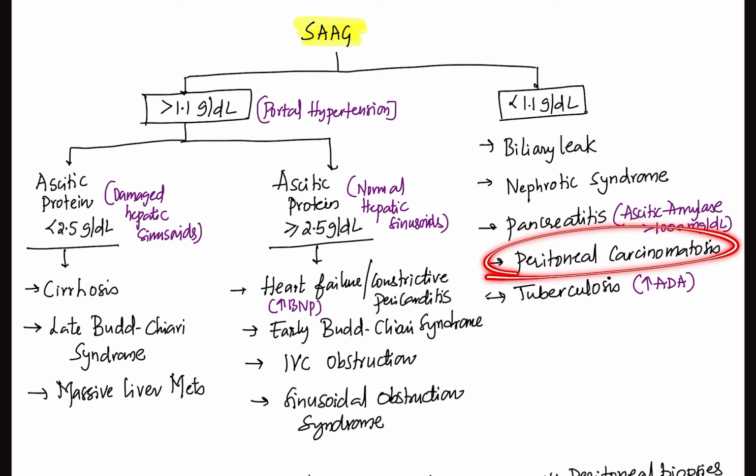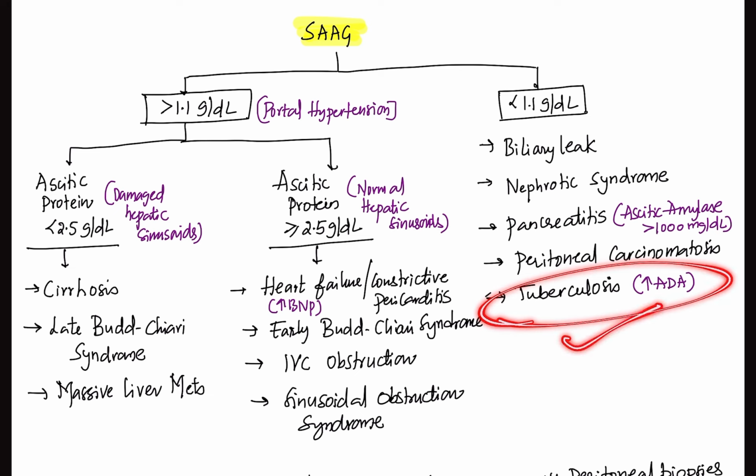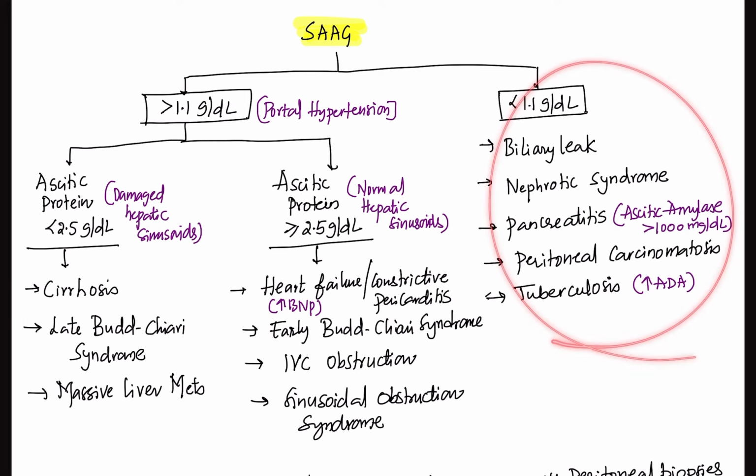Then we have peritoneal carcinomatosis and tuberculosis. The characteristic biochemical finding in tuberculosis is increased adenosine deaminase. It is valid even for CSF, it is valid even for pleural fluid effusions. Wherever there is a fluid that is increased because of tuberculosis, ADA levels are high, and it is a highly sensitive marker for identifying TB-based effusions. So these are five important causes where SAAG is low.